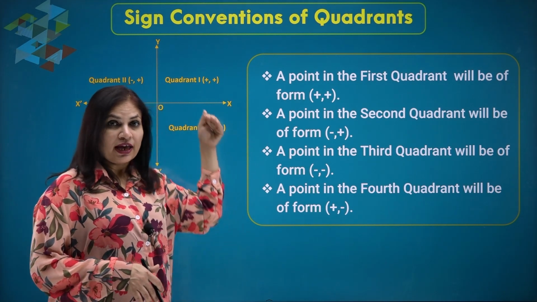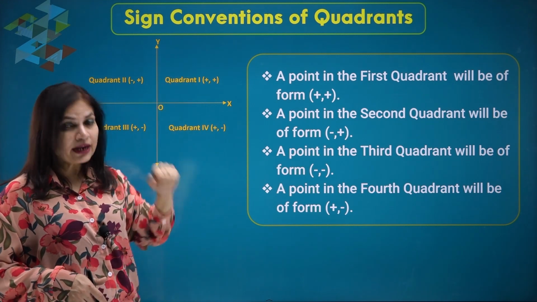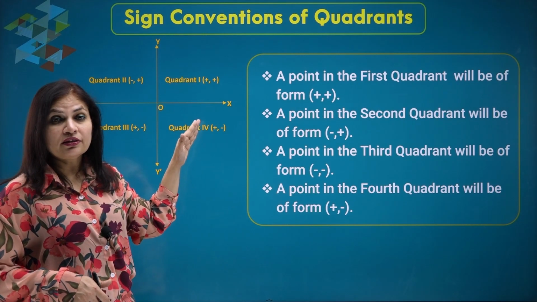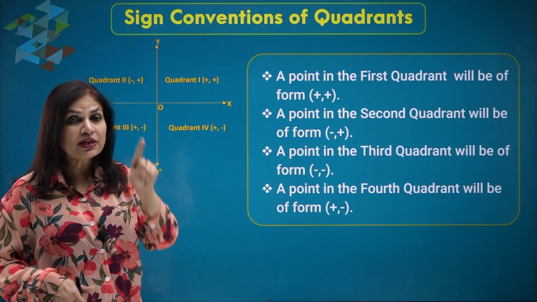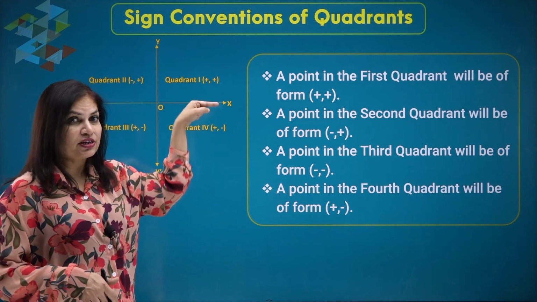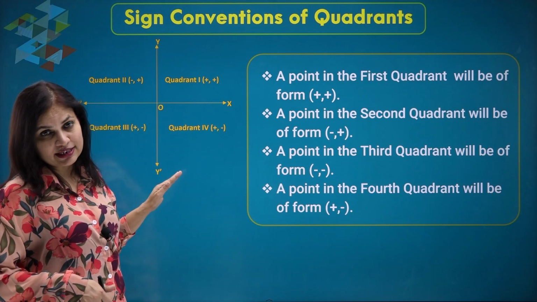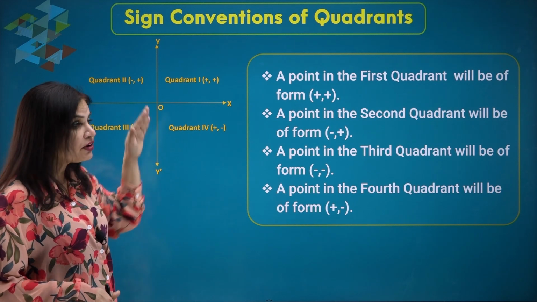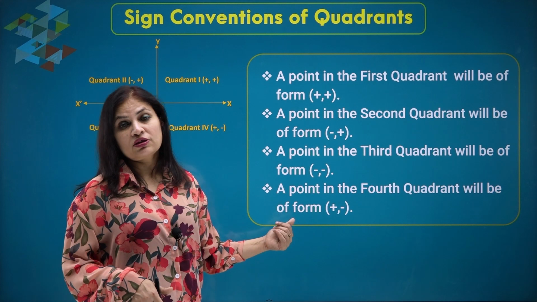to be positive. If I want to locate a point in the second quadrant, the vertical part of the line is positive, whereas the horizontal is negative, which means that my abscissa is negative, whereas ordinate is positive. In the third quadrant, both x and y, that is abscissa and the ordinate, are negative. In the fourth quadrant, my abscissa is positive, whereas ordinate is negative.